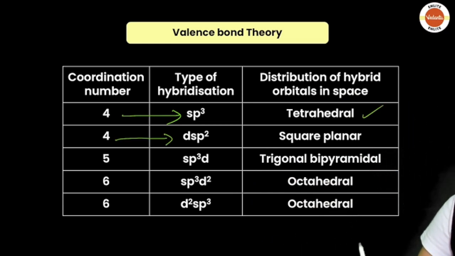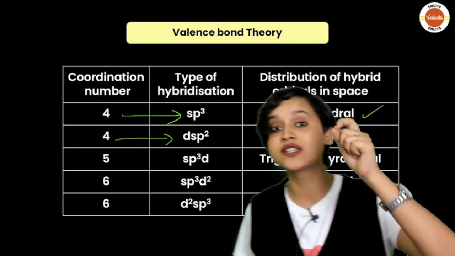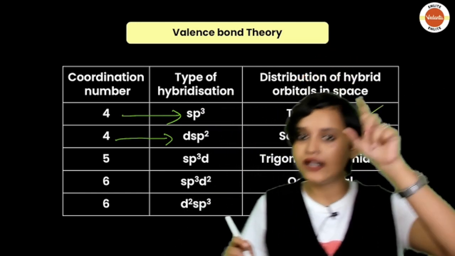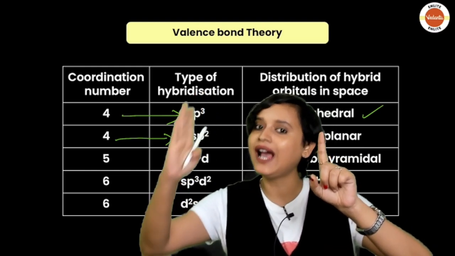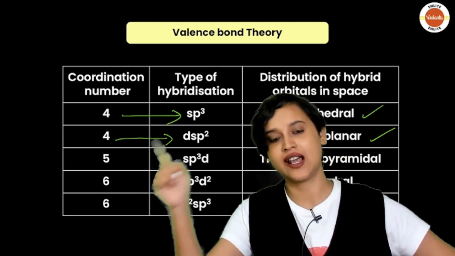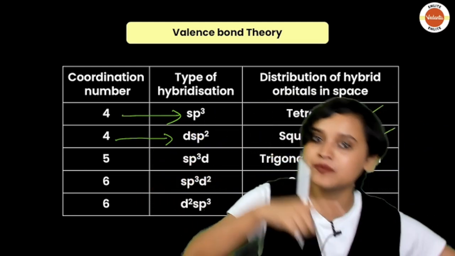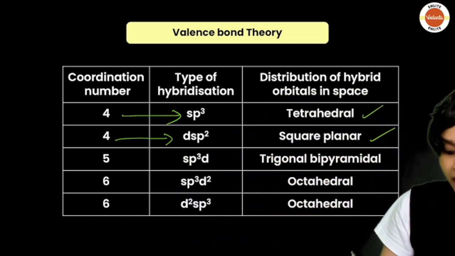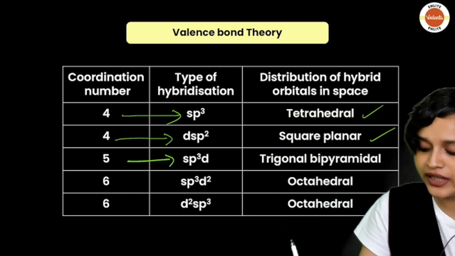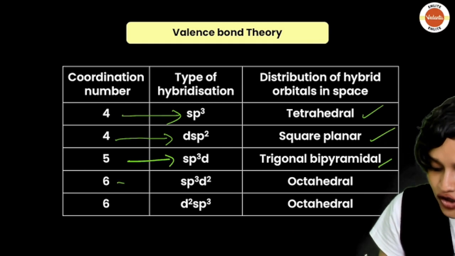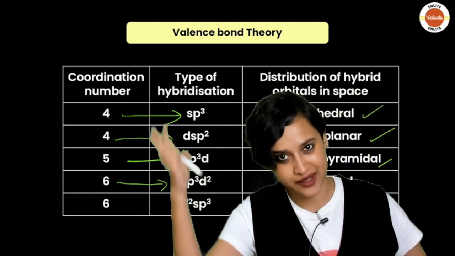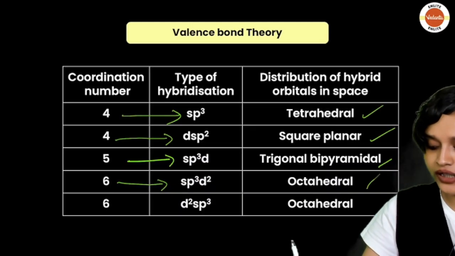With coordination number 4, there is also a possibility of dsp2. That is 1 d orbital, 1 s orbital and 2 p orbitals. That way you will get a square planar. Please remember this: sp3 tetrahedral, dsp2 square planar. You have to remember this. Very important. If the coordination number is 5, then it will form sp3d and the shape will be trigonal bipyramidal. If it is coordination number 6, then it can form sp3d2 or d2sp3, and in both of these cases it will be octahedral.